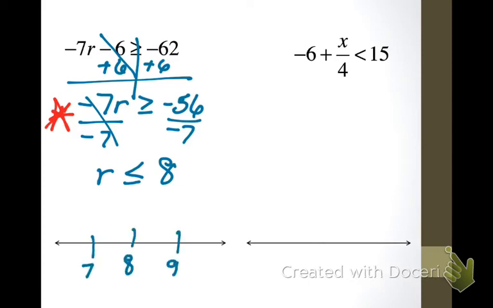And I'm going to solve that. Graph it with a closed circle shaded to the left. Now, let's take a look at this one.